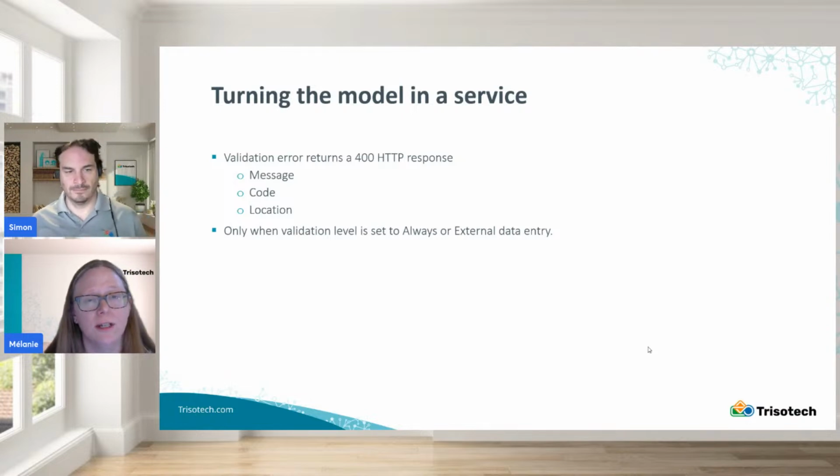And the location is basically the name of the entry that failed plus the path. So for example, time of request dot from, to say that the from was invalid. Those will only return if you set the validation to always or external. Otherwise, they won't be there.